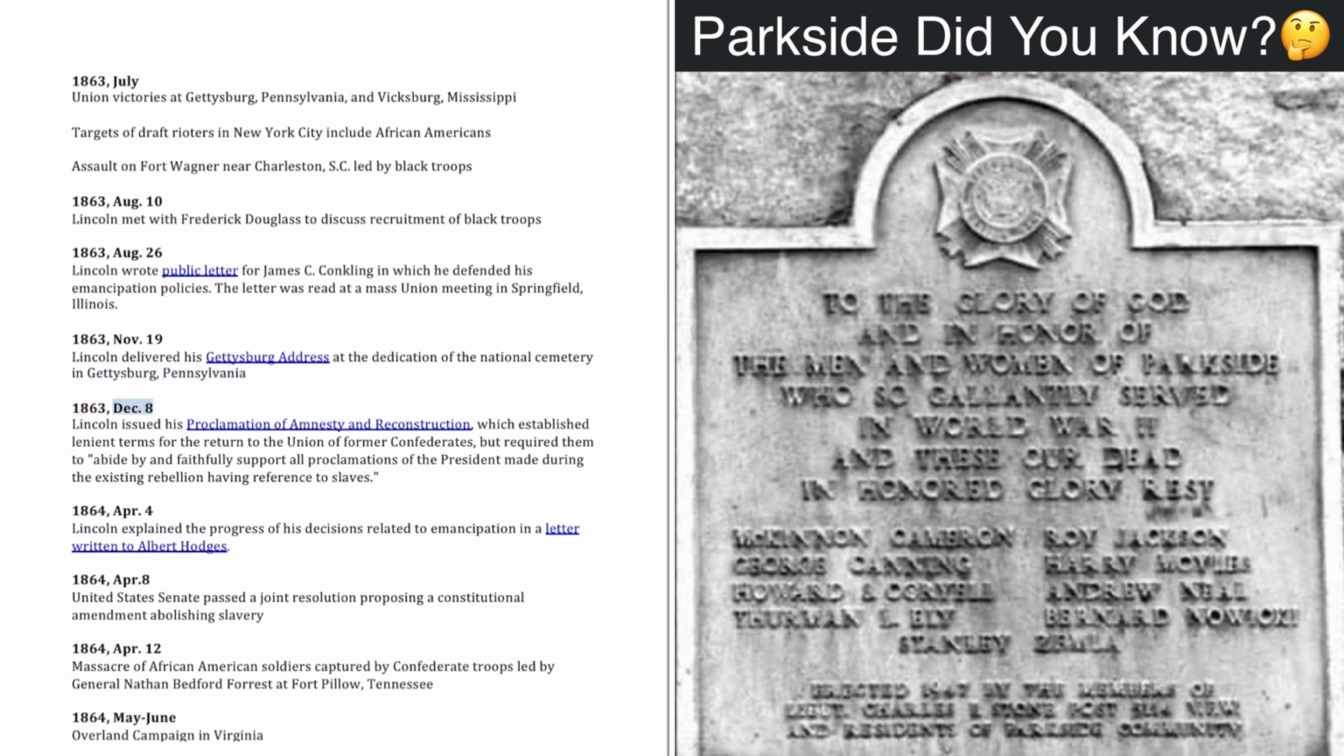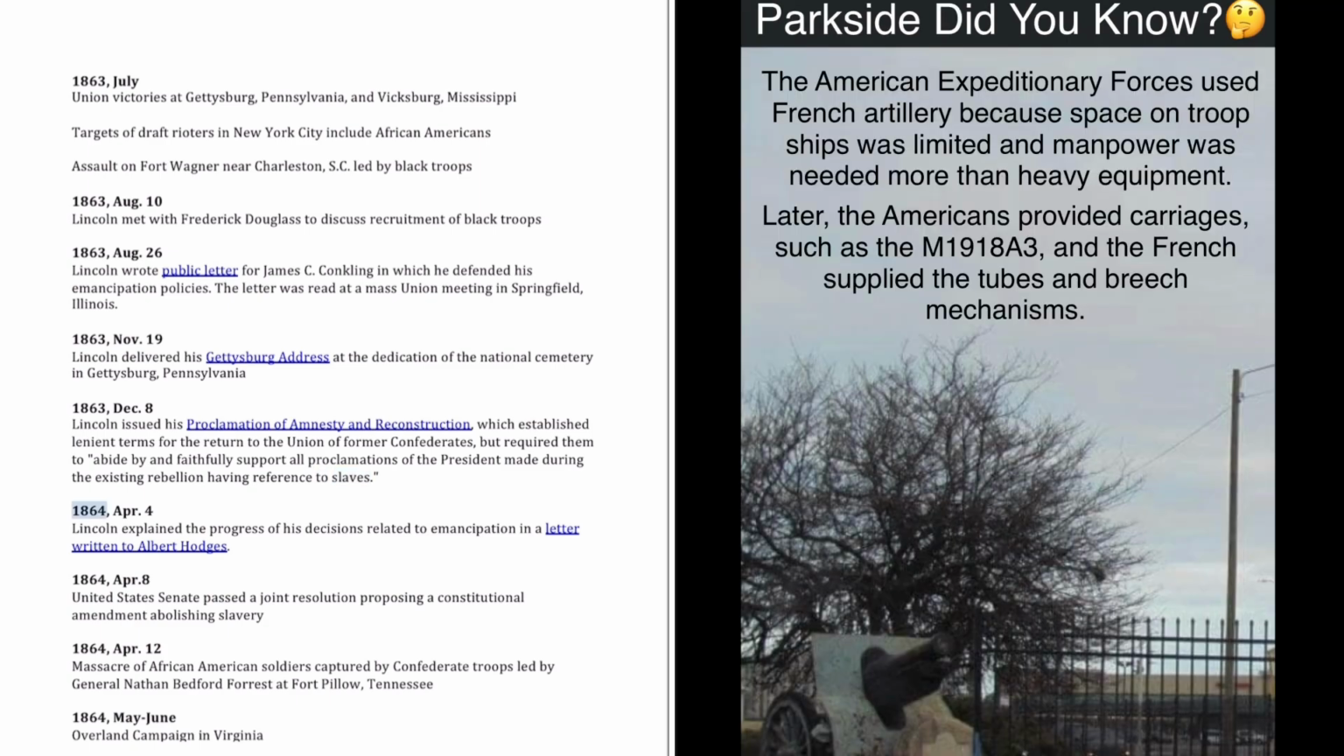1863, December 8. Lincoln issued his Proclamation of Amnesty and Reconstruction, which established lenient terms for the return to the Union of former Confederates, but required them to abide by and faithfully support all proclamations of the President made during the existing rebellion having reference to slaves. 1864, April 4. Lincoln explained the progress of his decisions related to emancipation in a letter written to Albert Hodges.